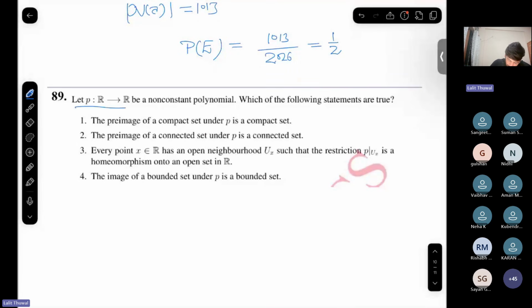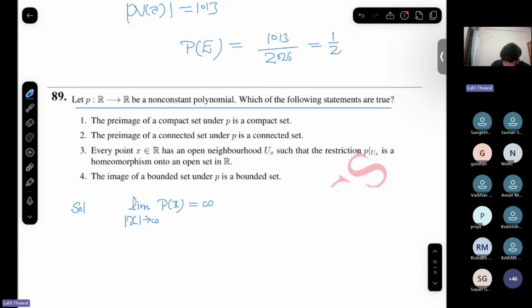See what it says: let P from R to R be a non-constant polynomial. Which of the following statements are true? The preimage of a compact set under P is compact. This is true. First of all, you need to observe that the limit as mod x tends to infinity of mod P(x) is infinity, right? Do you know this? Everyone knows.